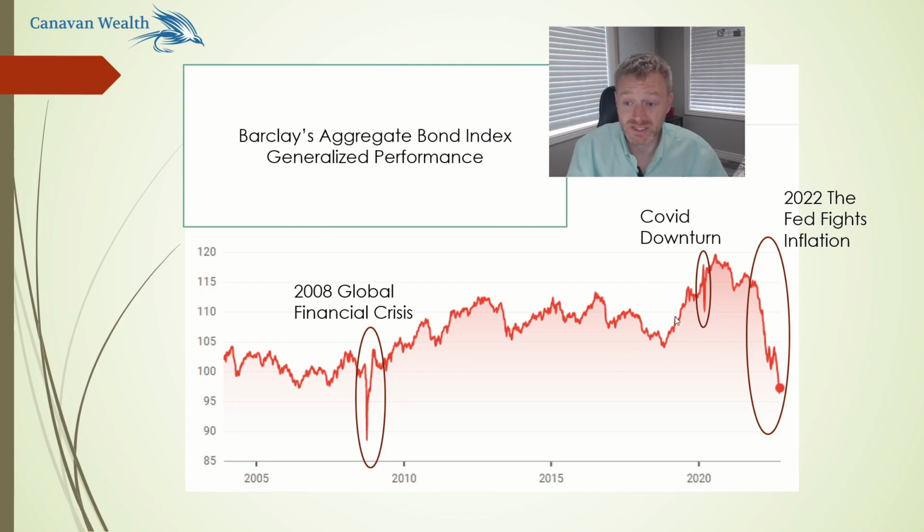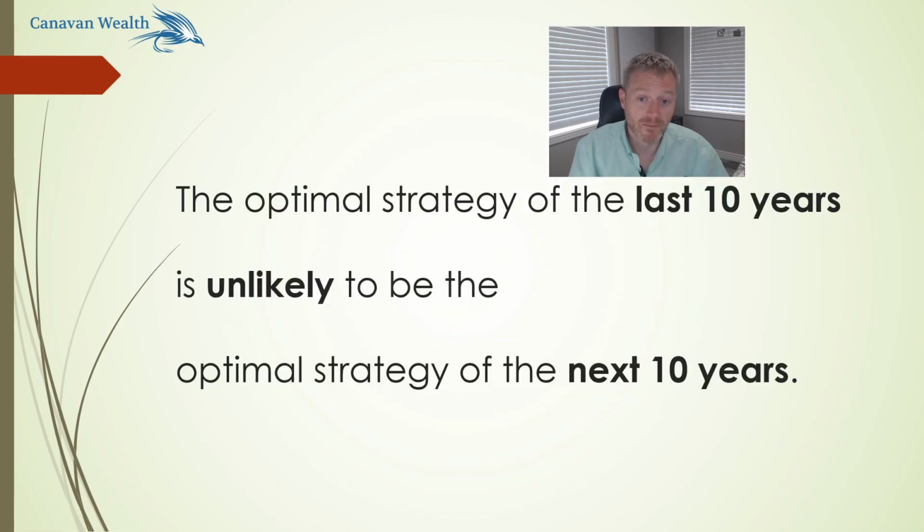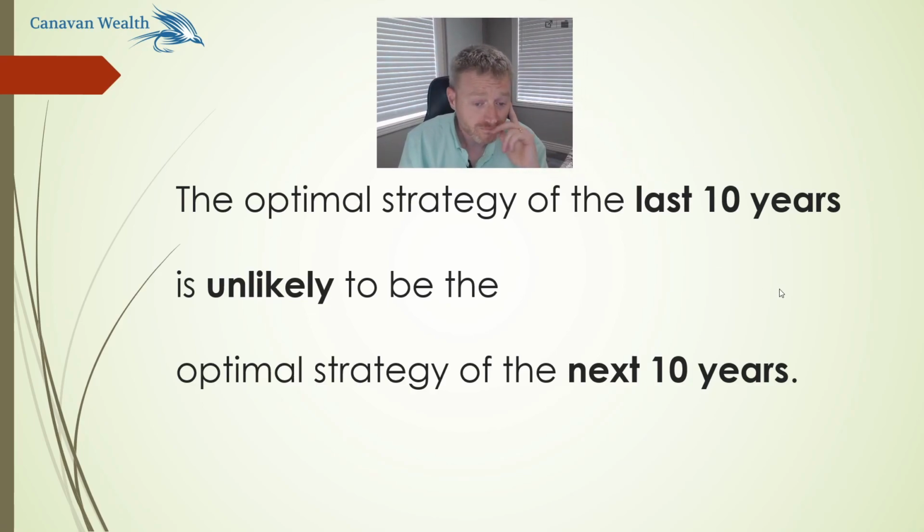So what did this do to the 60-40 portfolio? It made it underperform. If we look back over the last 10 years, the optimal strategy is easy to figure out: you should have invested in US large stocks, largely in the tech industry. But is that likely to be the optimal way to invest for the next 10 years? There's no way to know that. And certainly the story around bonds is changing.